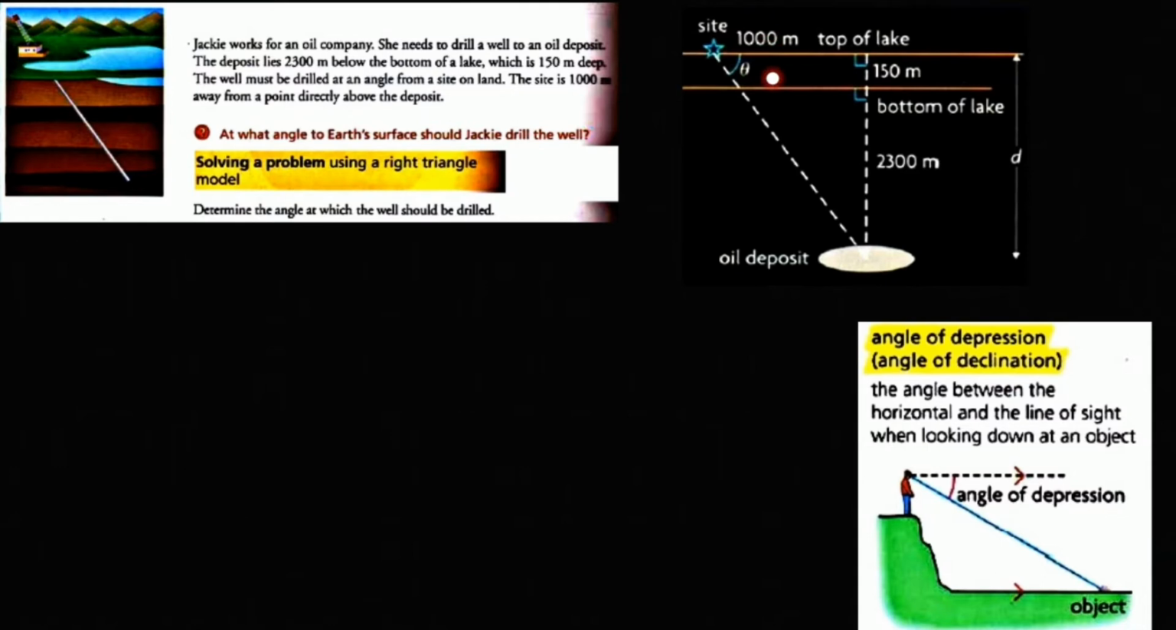Okay. So this opposite side, d, should be 150 meters plus 2,300 meters, which equals 2,450 meters. So this is d, right? Okay. So this is the adjacent side. We know the opposite side, and we know the adjacent side to the angle.